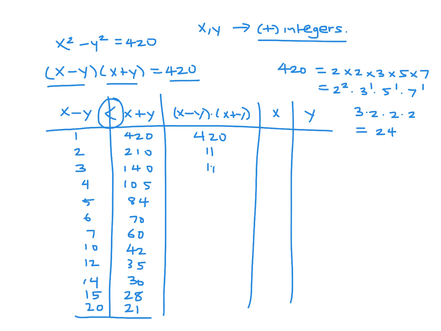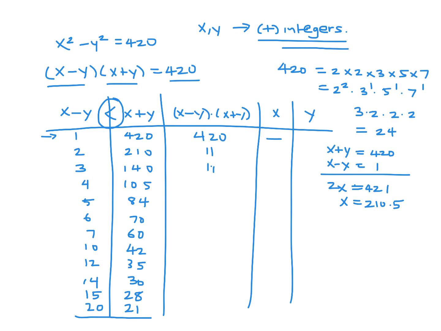All right, so now for each of these, like this one, for example, on the side, I have to now calculate this whole thing. So let's do the first one. Let's see what we get. 420 and 1. So if I add these, I get 2x is equal to 421, and x would be 210.5. Okay, that doesn't work because remember they're both integers. So this doesn't give me any integer solution.